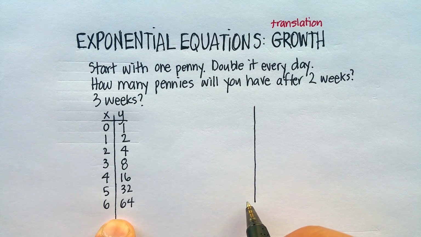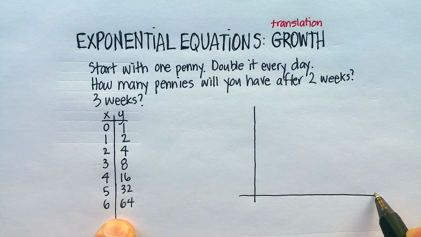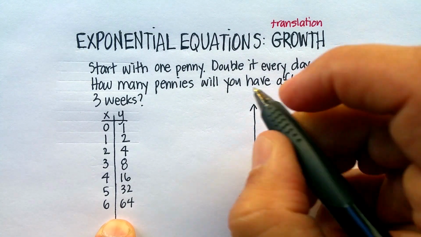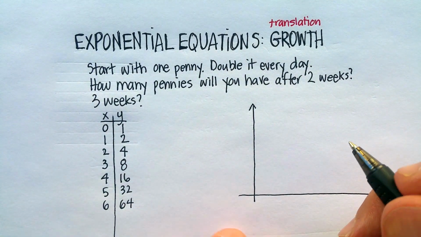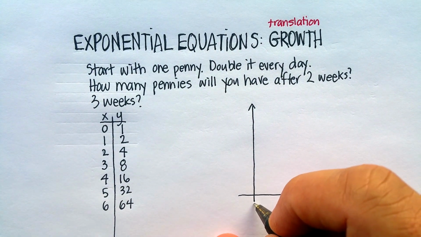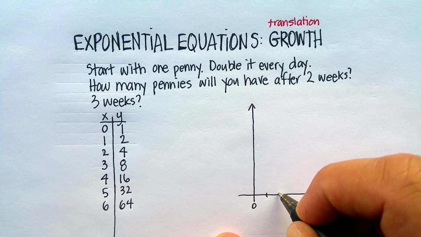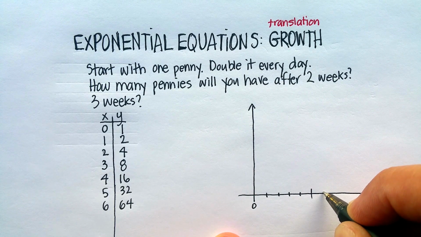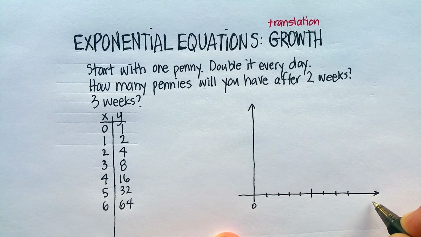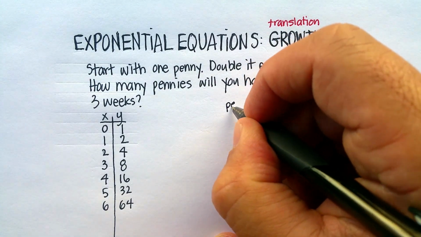So let's see if we can represent this graphically, right? So here's my XY axis, right? And on this one, it's going to be on which day, right? So here's my start at 0. Day 1, 2, 3, 4, 5, 6, 7, 8. So these are my days. And here are my pennies up here.